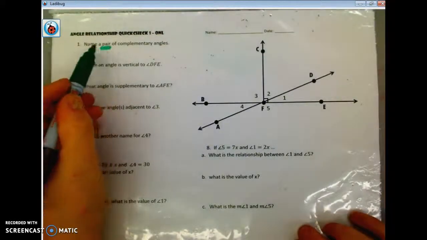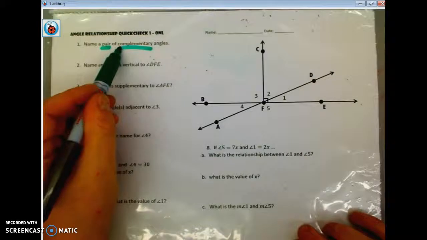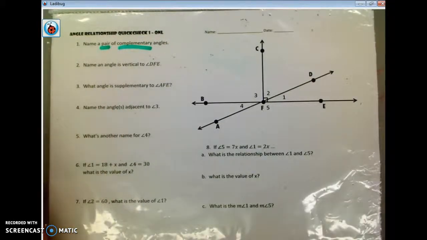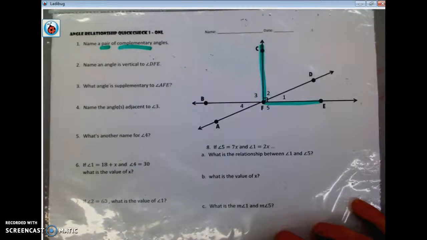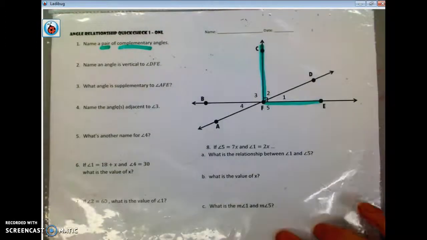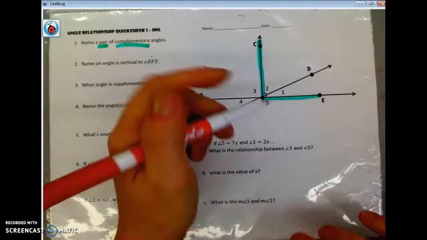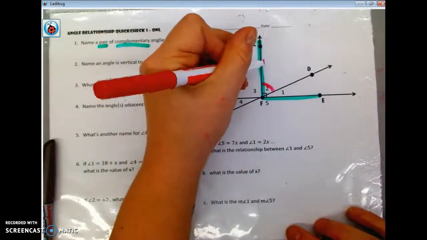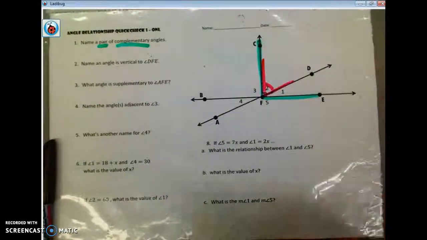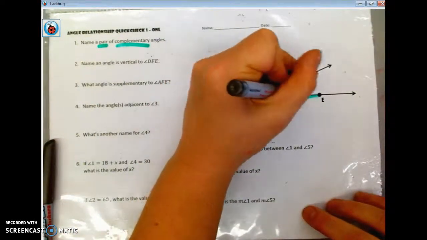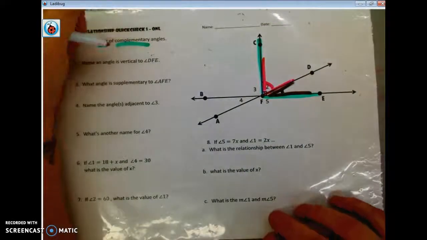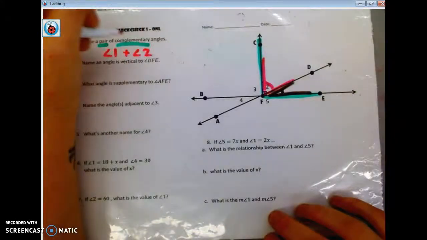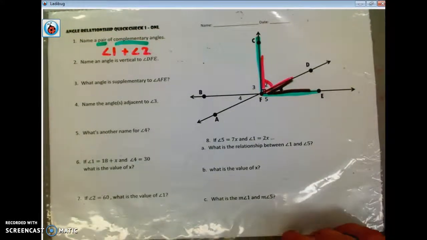Alright, name a pair. Pair means 2. Complementary means 2 angles that add up to 90. They have to add to equal 90. CFE is already a 90-degree angle, so you could not list that as an option. What makes up angle CFE is angle 2, or CFD, and angle 1, or CFE. Those two add up to 90 degrees. So angle 1 and angle 2 add up to equal 90 degrees.